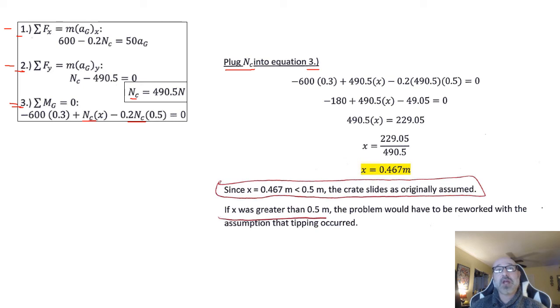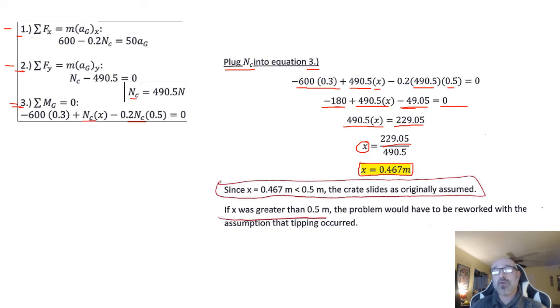I can plug in. So I now end up with negative 600 times 0.3 times my N sub C of 490.5 times x minus 0.2 times my N sub C times 0.5 is equal to 0. Simplify this down, 600 times 0.3 negative is negative 180. This is still 490.5 times x. Combine these and I end up with negative 49.05. Combine like terms here, my negative 180 and my negative 49.05, I can move over to the right-hand side of the equation, add those together, and it's 229.05 is equal to 490.5x. I'm solving for x. I rearrange, solve for x. 229.05 divided by 490.5 will give me a value for my x.